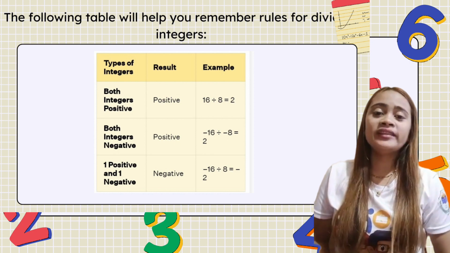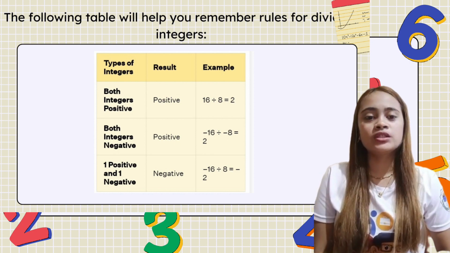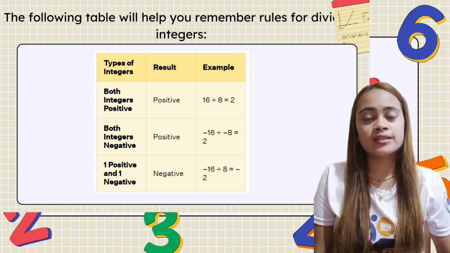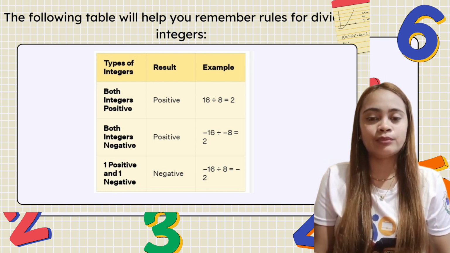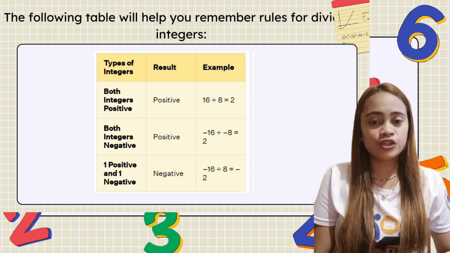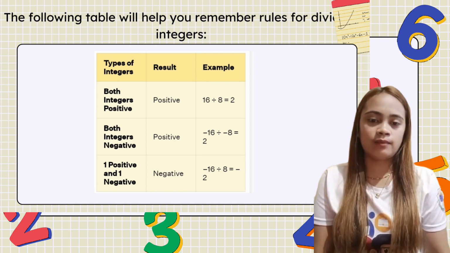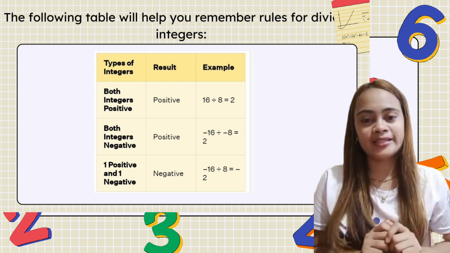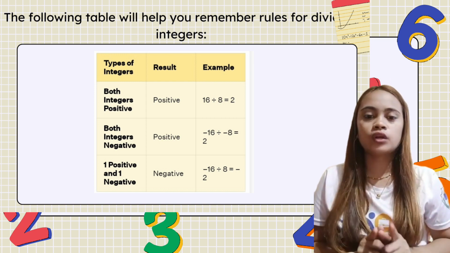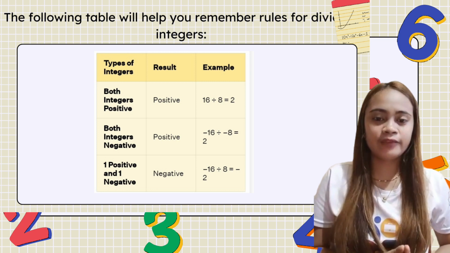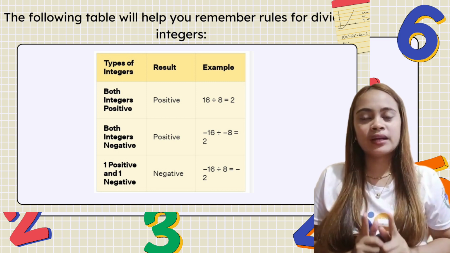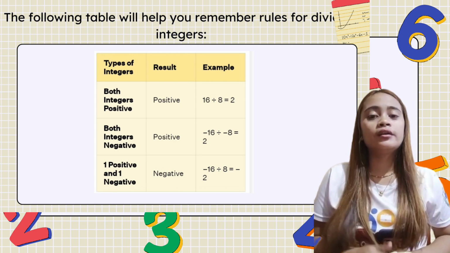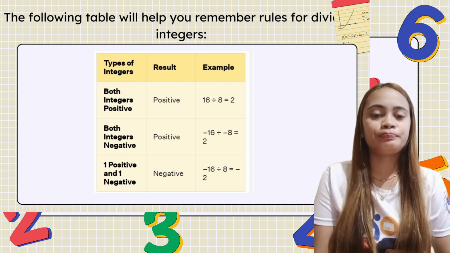Next, the following table will help you remember the rules for dividing integers. So, same lang siya sa multiplication na table. Andyan yung types of integers, the result, and the example. If both positive, di ba, ang result niya ay positive. If both negative, of course, the result will be positive. If yung magkaiba naman sila ng side, from positive to negative, of course, the result will be negative.